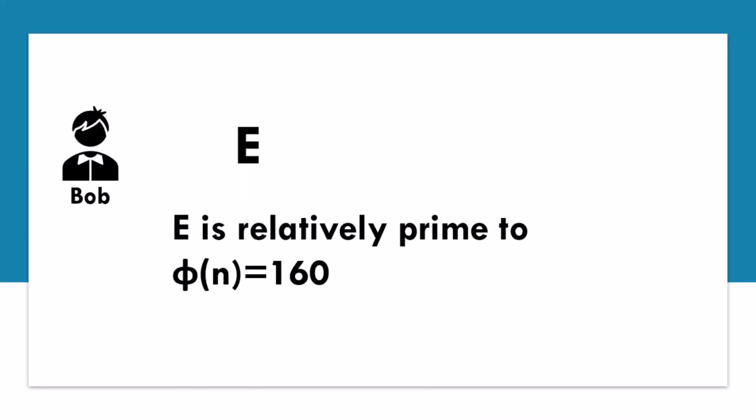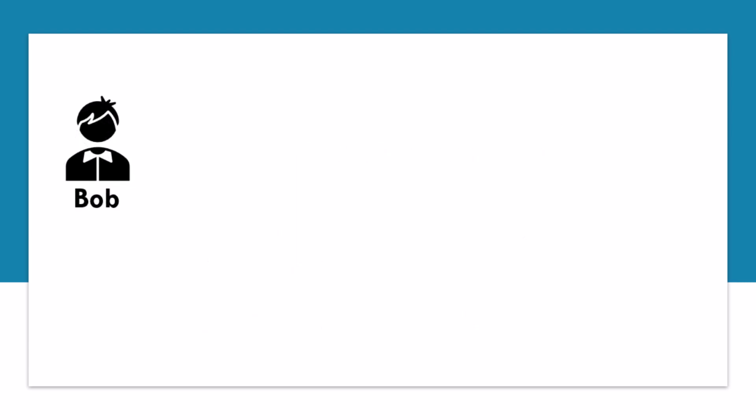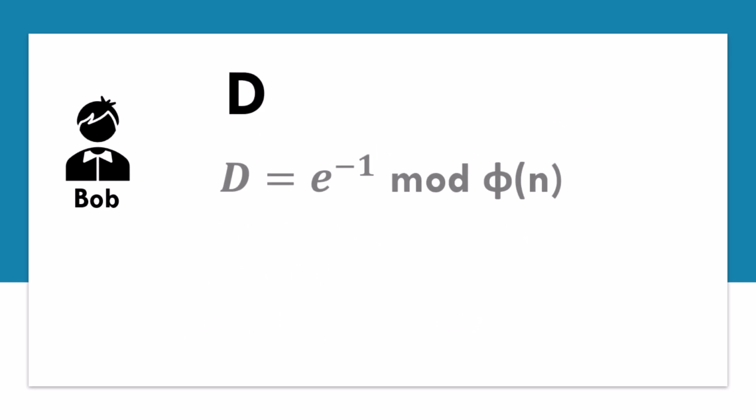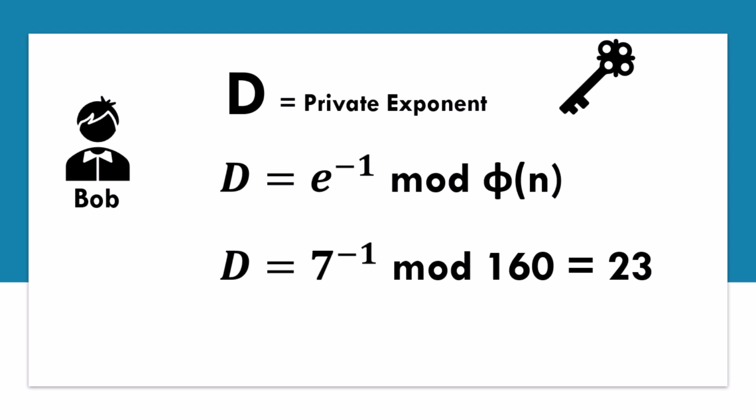Bob chooses a random number, E, that is relatively prime to φ(N), which means that the greatest common divisor of E and φ(N) is 1. For example, φ(N) is 160, so a possible choice for E could be 7. Bob finds a number, D, that satisfies the equation D equals E to the power of minus 1 mod φ(N). For example, if E is 7 and φ(N) is 160, then 23 is a possible choice for D.